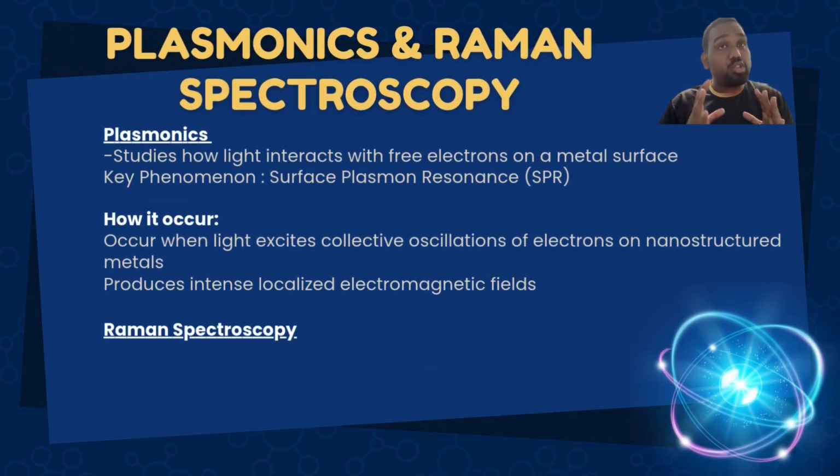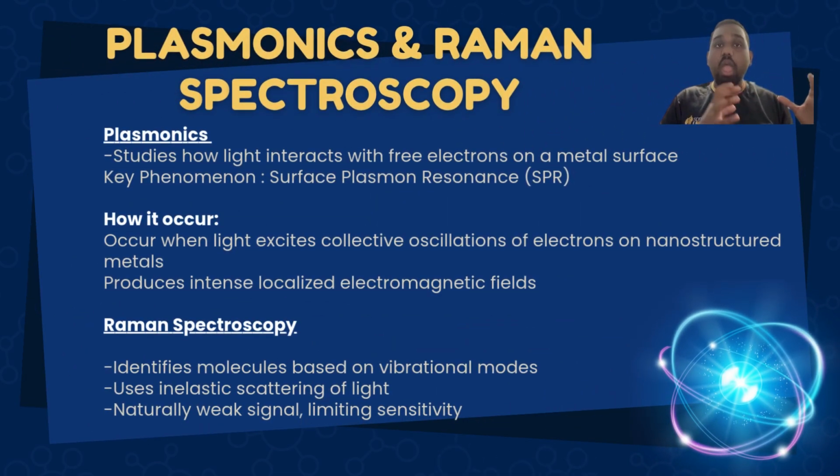First and foremost, I would like to explain what is plasmonics. Plasmonics is defined as a study of how light interacts with free electrons on a metal surface. Such key phenomena are surface plasmon resonance, SPR. And how does it occur? It occurs when light excites collective oscillation of electrons on a nanostructured material. So it's able to produce this intense localized electromagnetic field.